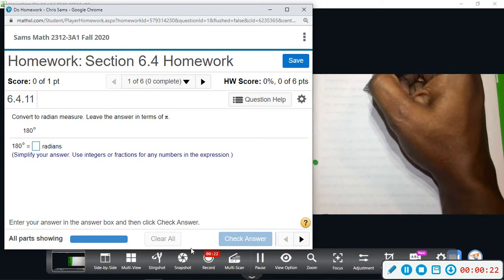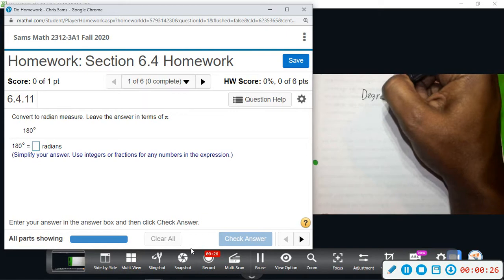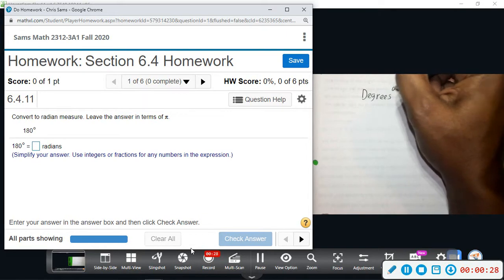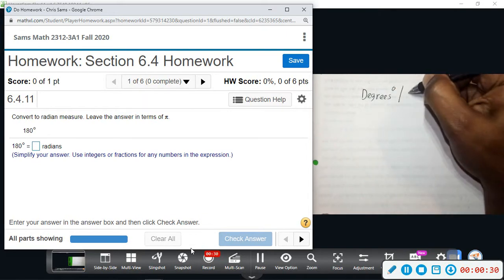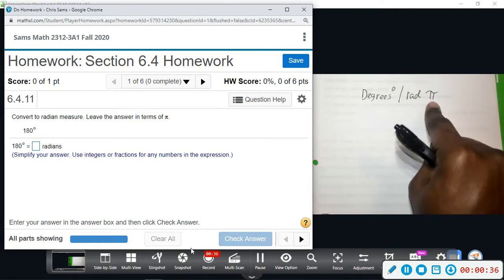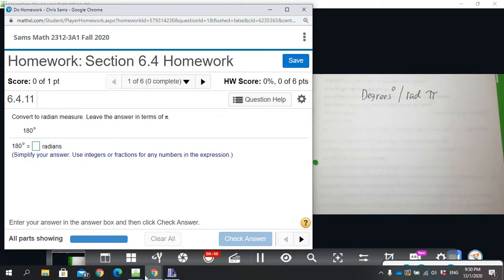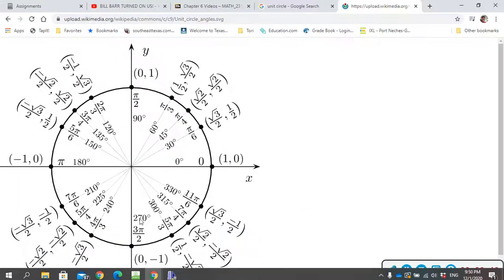We have degrees, okay, which is denoted by this little symbol, and then we have radians. I'm just going to call it rad, but it's denoted by this units of pi. That's what we call radians. All right. I have pulled up a unit circle on Google just so you can kind of see the image.